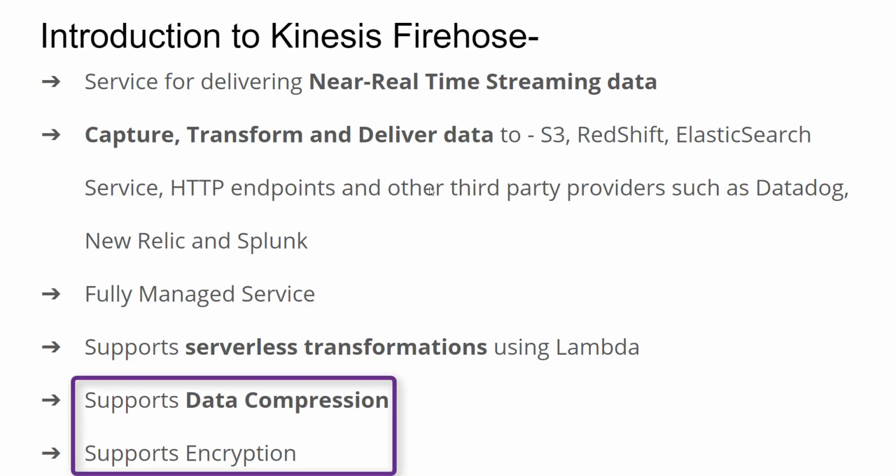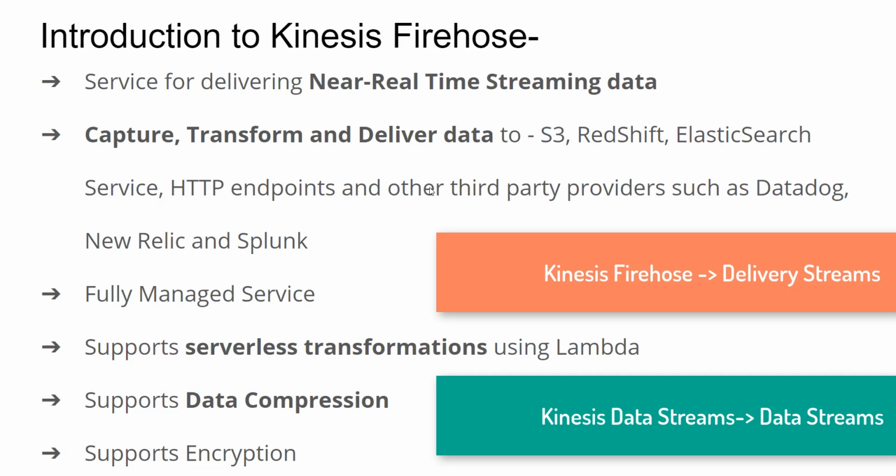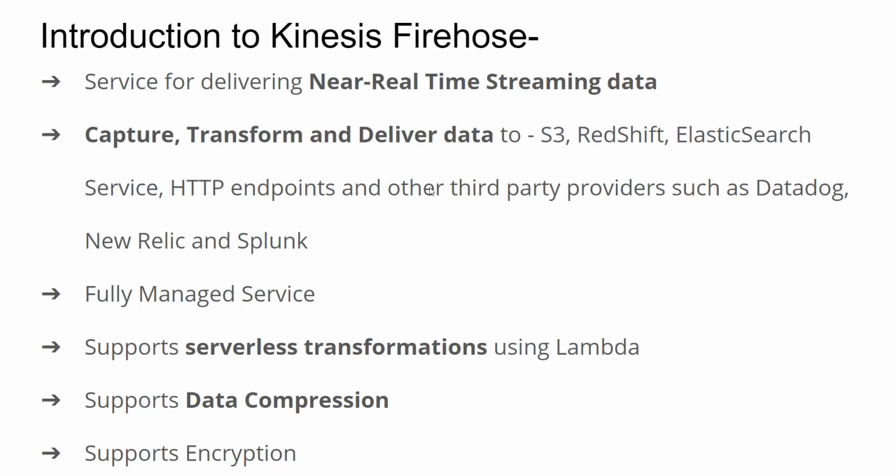It also supports compression and encryption. So data is compressed before sending to the destination, hence you are charged less for the data storage. Data encryption ensures security. So Kinesis Firehose supports server-side encryption using KMS. Keep in mind that Kinesis Firehose is also known as delivery streams. Hence, if someone asks you to create a delivery stream in AWS, that means they are talking about Firehose only.